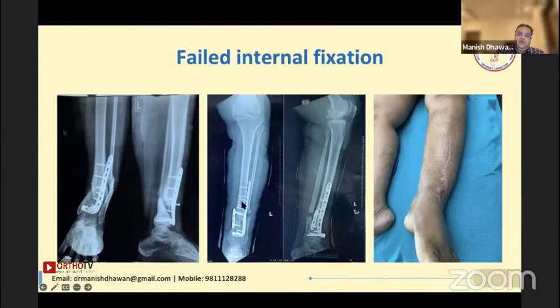So patient came to him. So what he did is that he did fibulectomy here, and again put the screws, retained the same plate, and put an extra plate on the medial side so that he has reinforced. But again, it went into non-union.